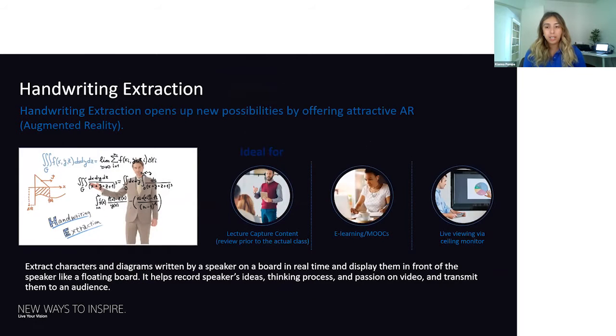Handwriting extraction, like I said earlier, is ideal for lecture capture and e-learning. What this really does is it shows the instructor clearly, but it also shows your writing clearly as well. So you're going to get the facial expressions of the instructor while you also have the data outlaid in front of you, so you're not actually blocking your handwriting. And I'll show you that momentarily.